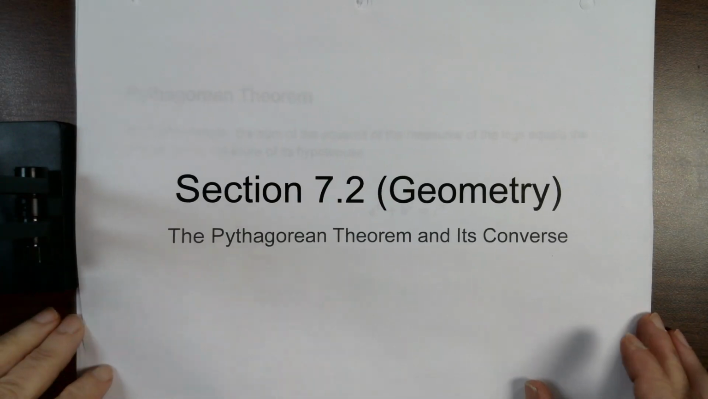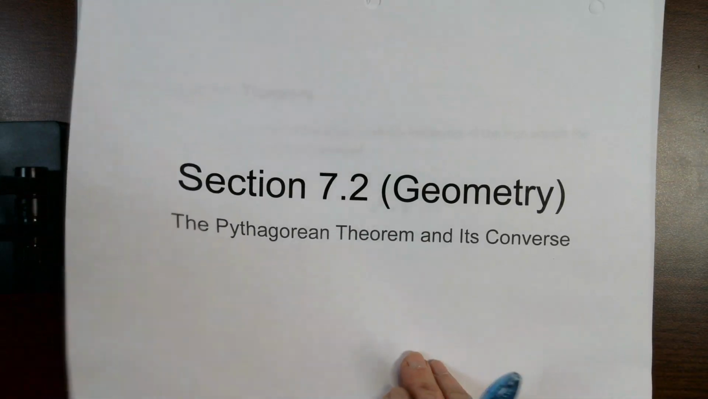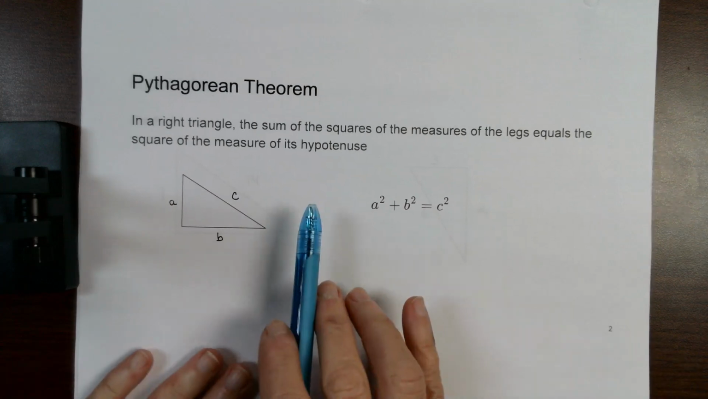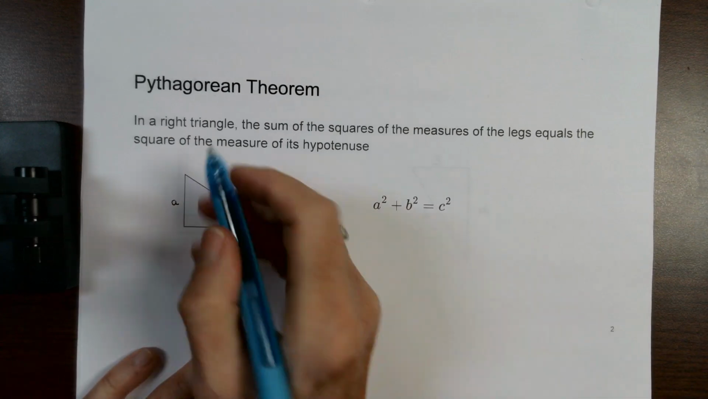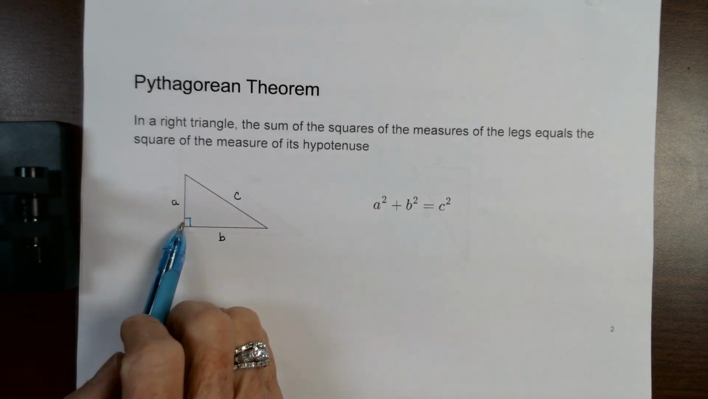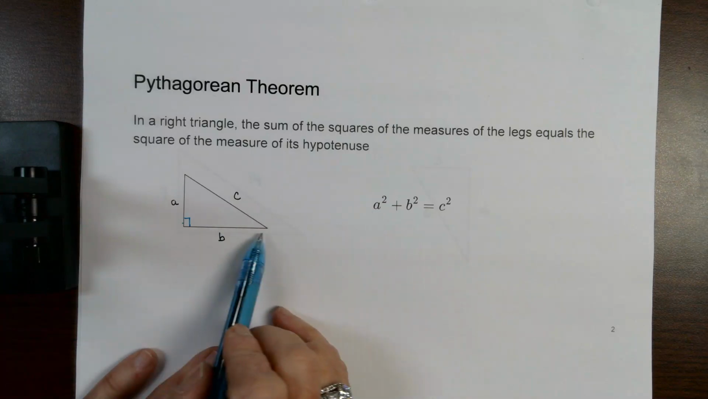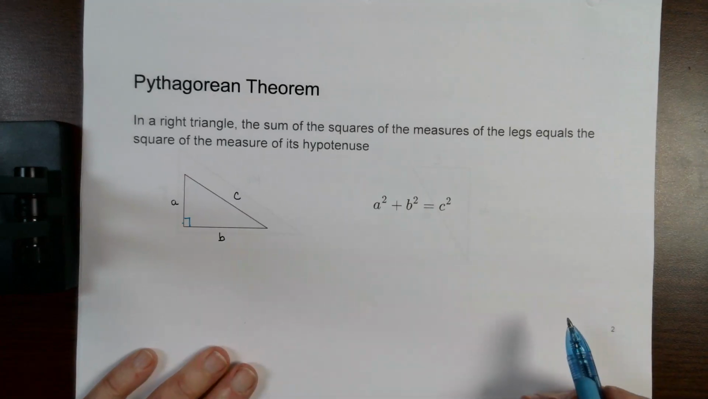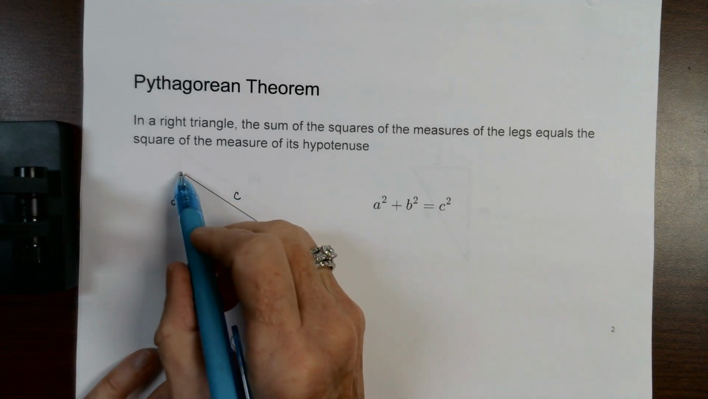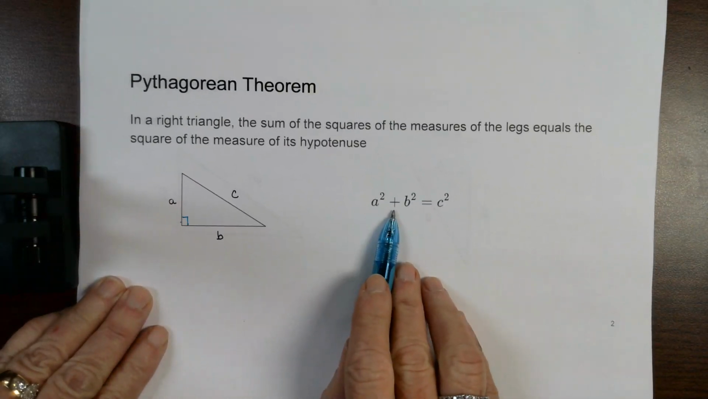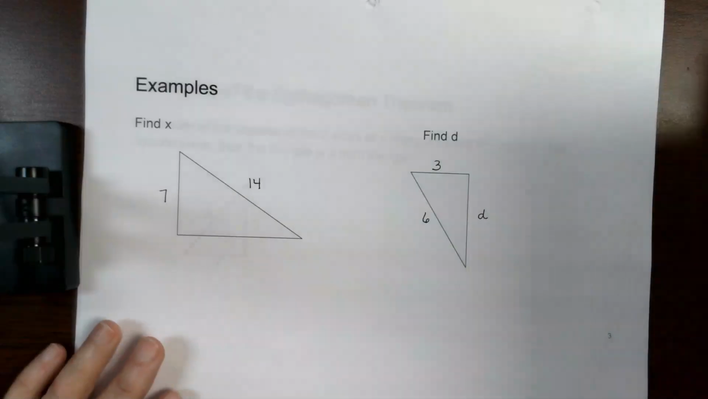Section 7.2 has to do with the Pythagorean theorem and its converse. You're already real familiar with the Pythagorean theorem. It says that if you have a right triangle and you take one leg and square it and add it to the other leg squared, it's going to equal the hypotenuse squared. Remember, the hypotenuse is always the side across from the right angle. So a squared plus b squared is equal to c squared.